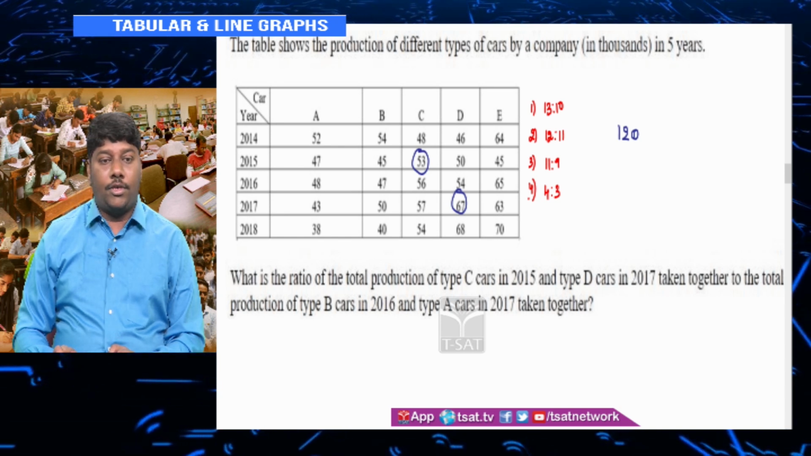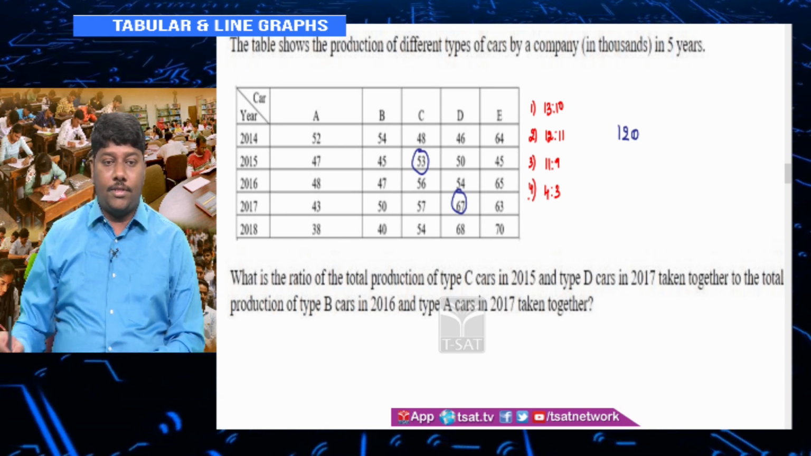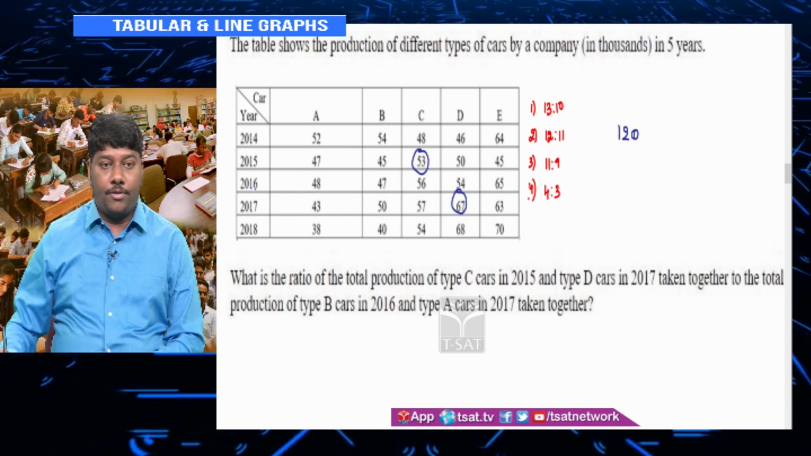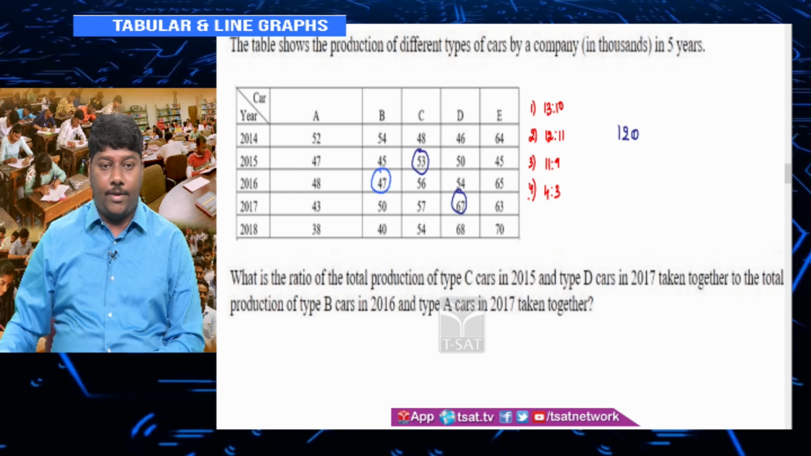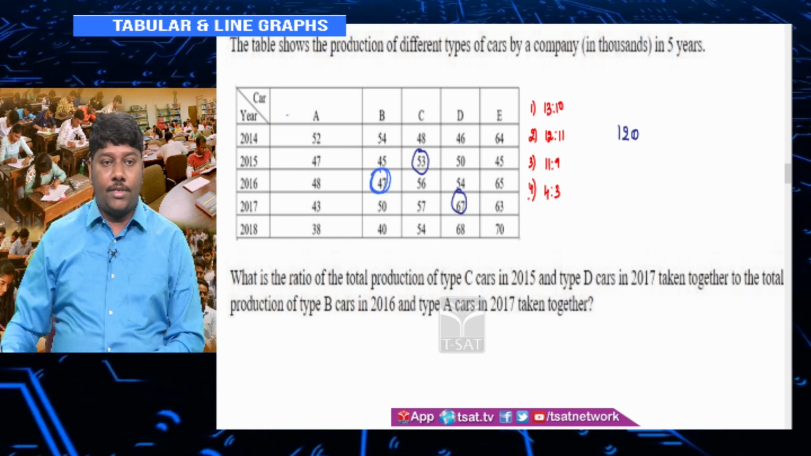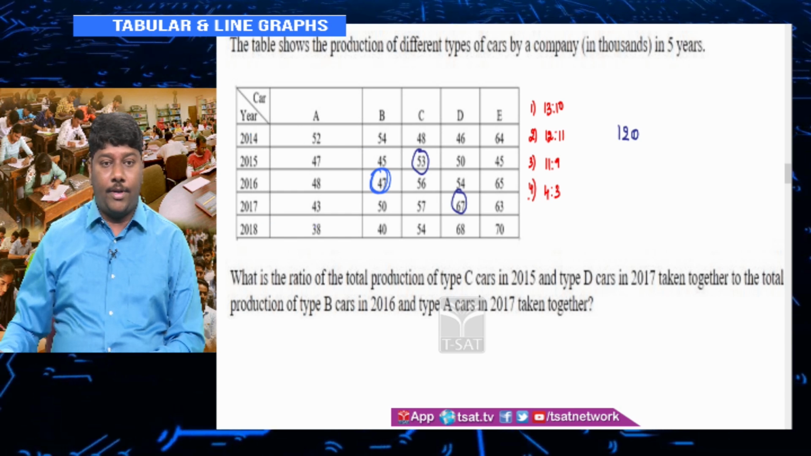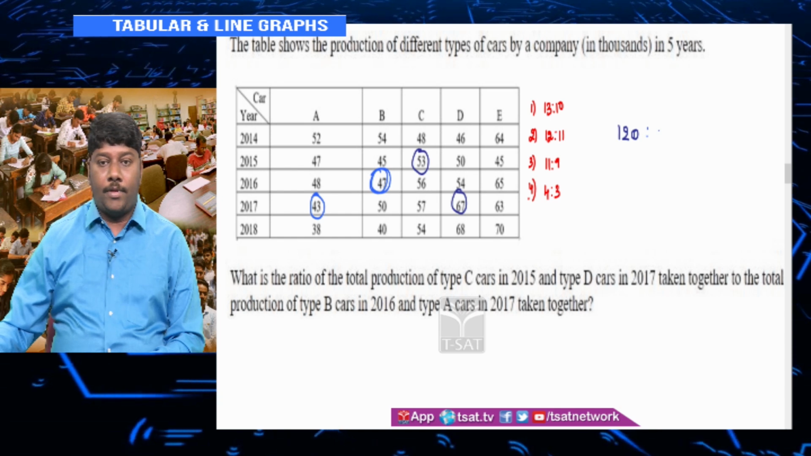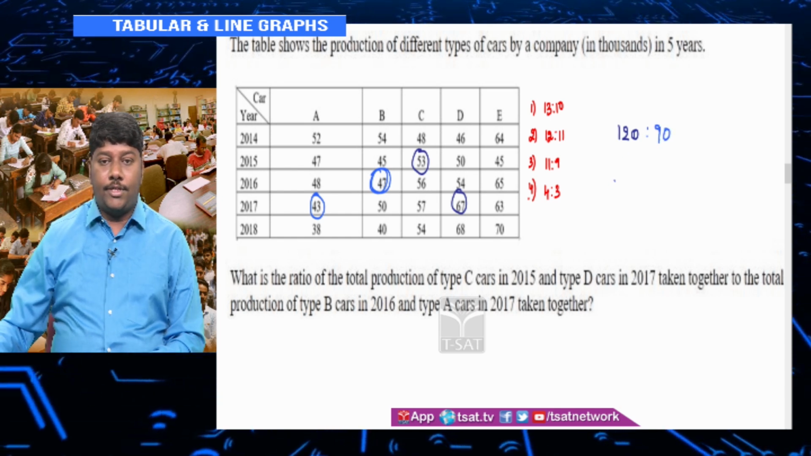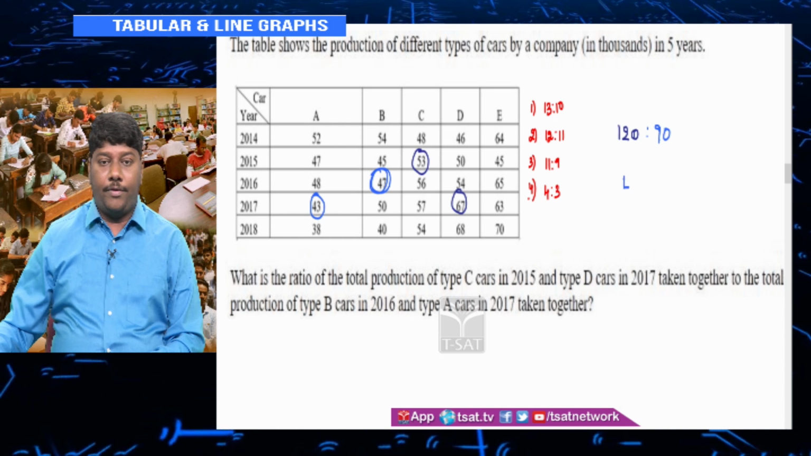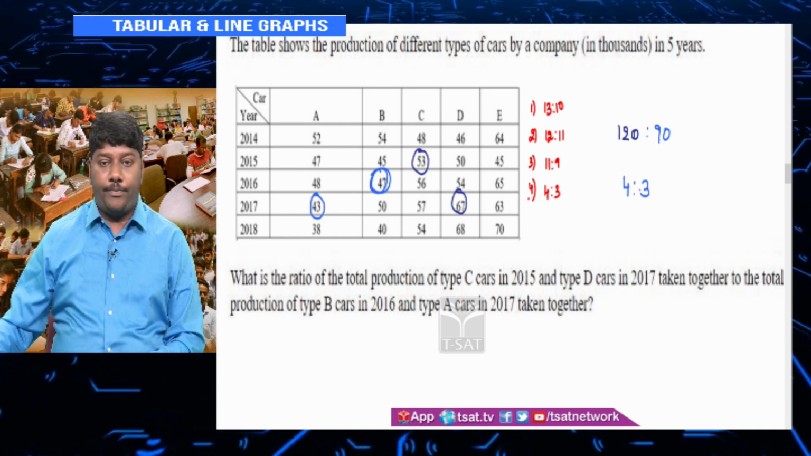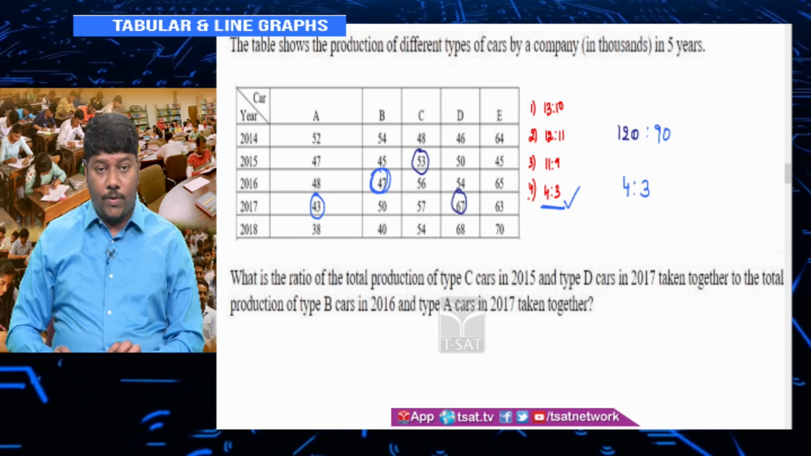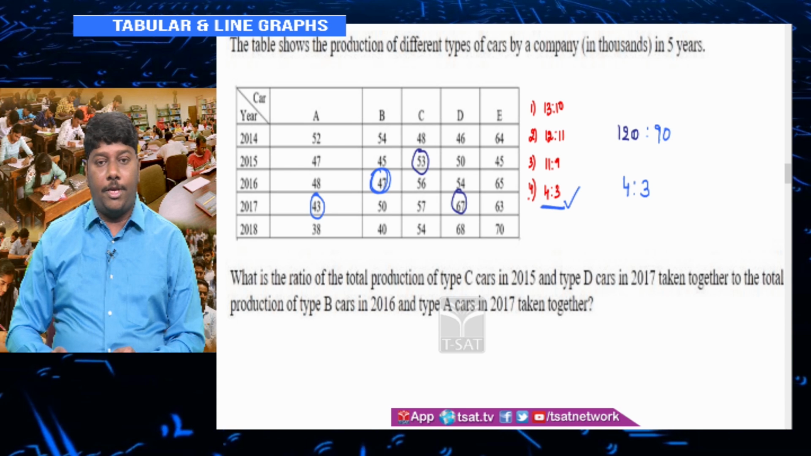Now, taken together to the total production of type B cards in 2016. Look at 2016 and type B, it is 47. And type A cards in 2017 is 43. 47 plus 43 is actually 90. Look at the ratio. Cancel 0 and 0, you can cancel it in the 3 table. Therefore, you can say it is 4:3. So the answer is 4:3 here. Very simple, but looking at the data in the given time is very, very important.